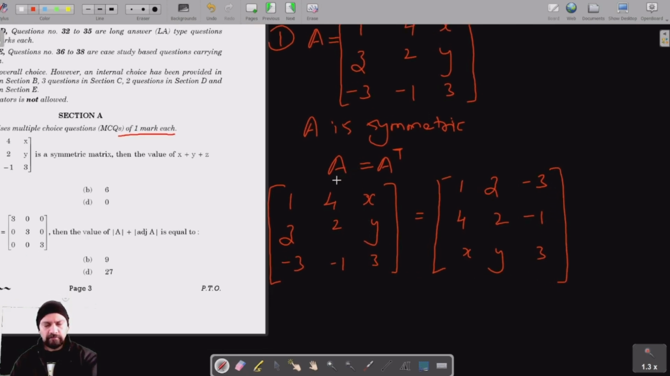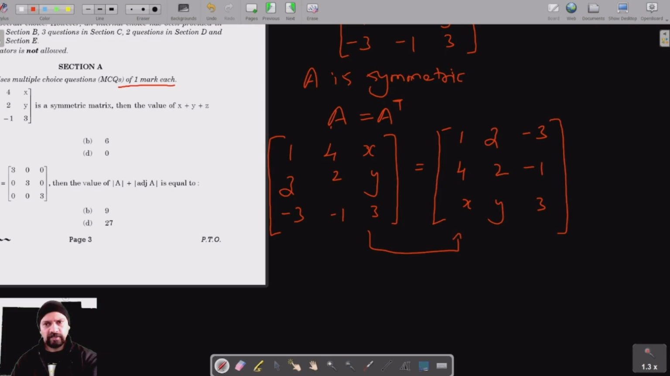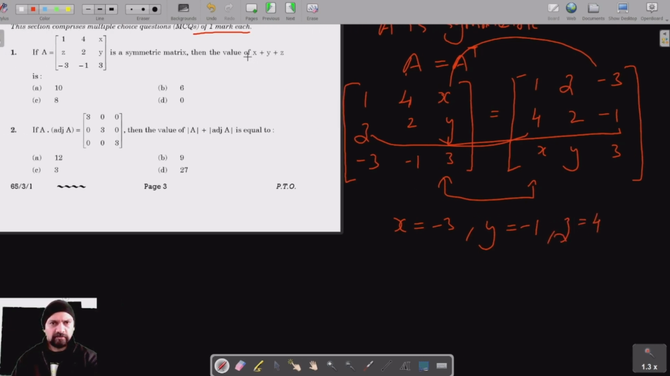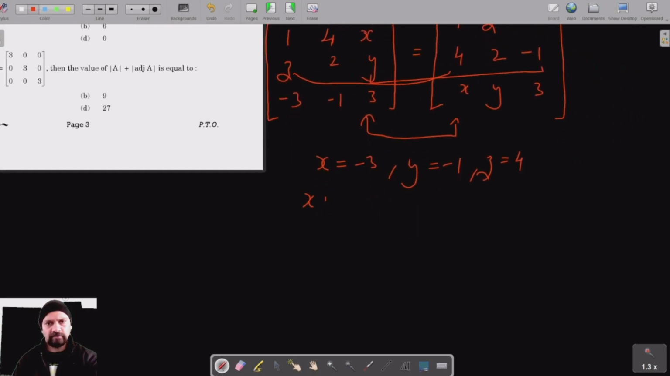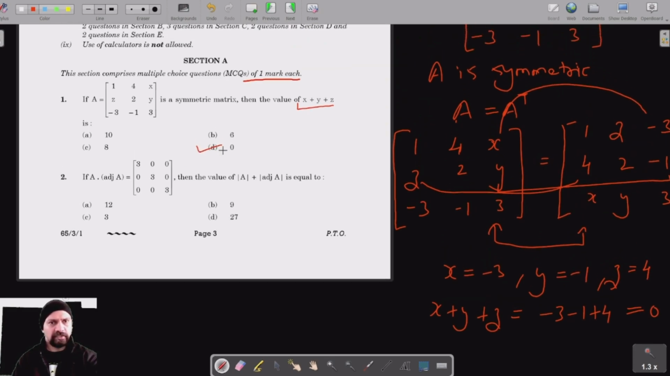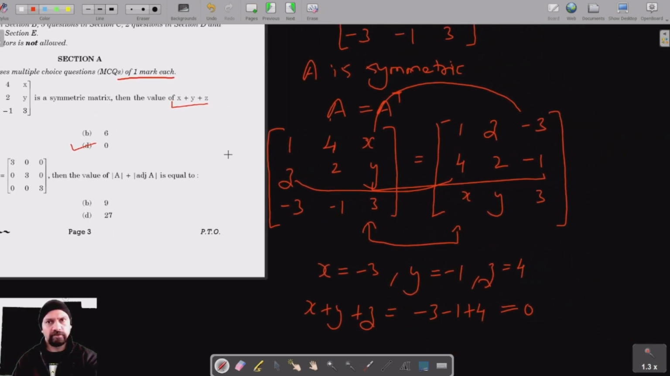Now matrix A and its transpose are equal, so their corresponding elements are equal. If we compare them, X is equal to minus 3, Y is equal to negative 1, and Z is equal to 4. But the question asks for the sum of these values. So X plus Y plus Z is equal to negative 3, negative 1 plus 4, which is equal to 0. So the correct option is option D. Now let's move on to question number 2.